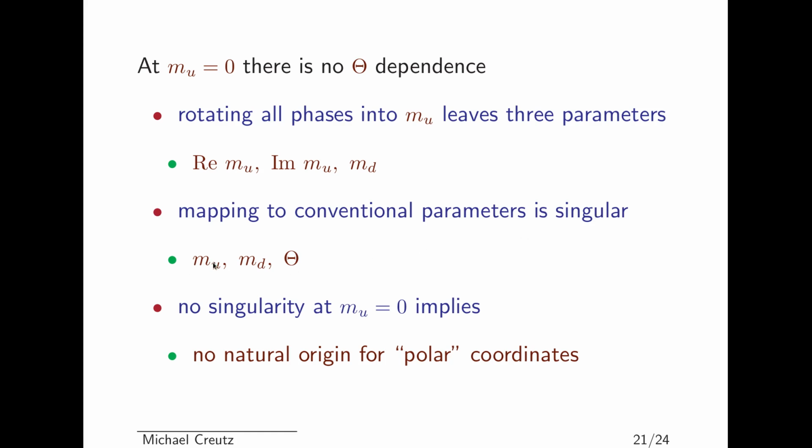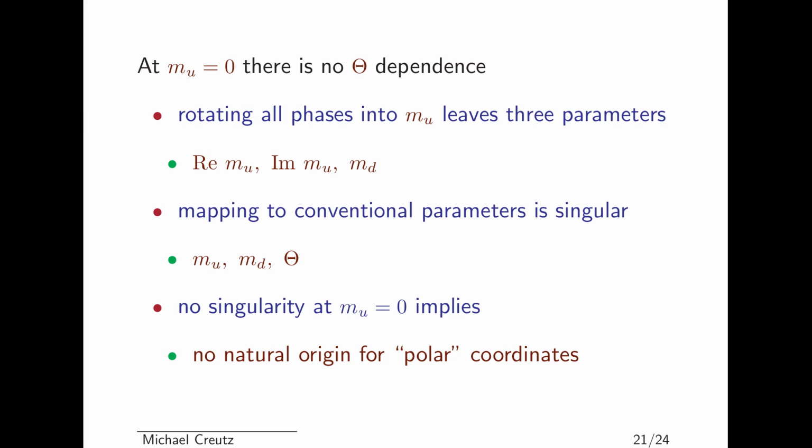The usual parameters are mu, md, and theta. But there's no singularity at mu equals 0, which implies there is no natural origin for these polar coordinates. Now in the real world, we know we need to use polar coordinates. They really only make sense if we have a natural origin.